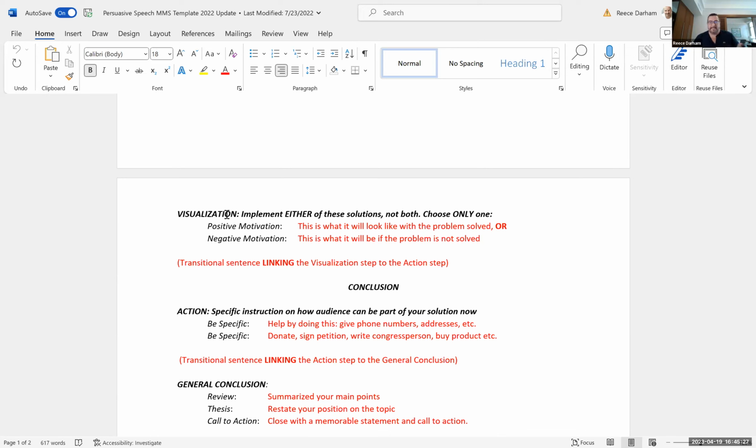In other words, don't say things like, if we don't fix it, mass shootings are going to be really, really bad. They're going to get even worse. You need to create something that really, if it's negative motivation, really creates that fear or that dissonance for your audience. And I'll let you choose how you do that.